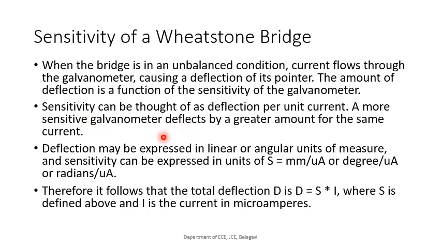The next point is that deflection may be expressed in linear or angular units of measure, and sensitivity can be expressed in the unit of millimeter per microampere, degree per microampere, or radians per microampere. Therefore, it follows that the total deflection D is S into I, where S is the sensitivity and I is the current, which would be in microamperes.